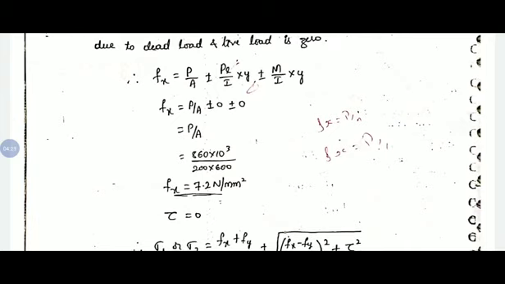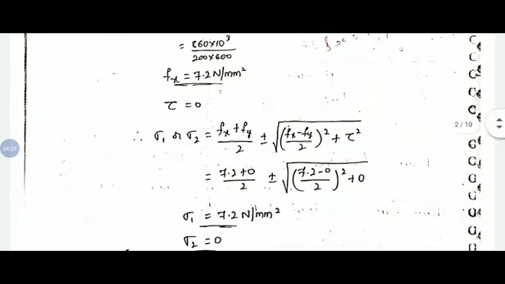fx equals 7.2 Newton per mm square, and we made tau equal to 0, that is, the shear stress as 0. So tau will be 0, and substituting in the equation sigma 1 or sigma 2 equals (fx plus fy) by 2 plus or minus square root of ((fx minus fy) by 2) whole square plus tau square. Here fy is 0 since there is no vertical pre-stress, and tau we made as 0.